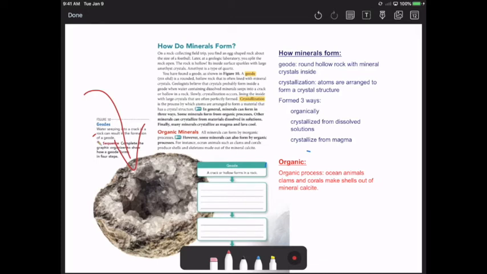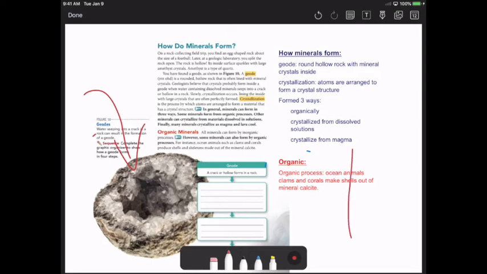A couple things real quick. There are 3 different ways that crystals and minerals can form. They can form organically. Not many do this, very rarely, but some do. Some form from dissolved solutions, kind of like the geode, and from magma and lava. Organically, some ocean animals like clams and corals can make shells out of mineral calcite. When they die, those animals leave their shells, and that can form into minerals.